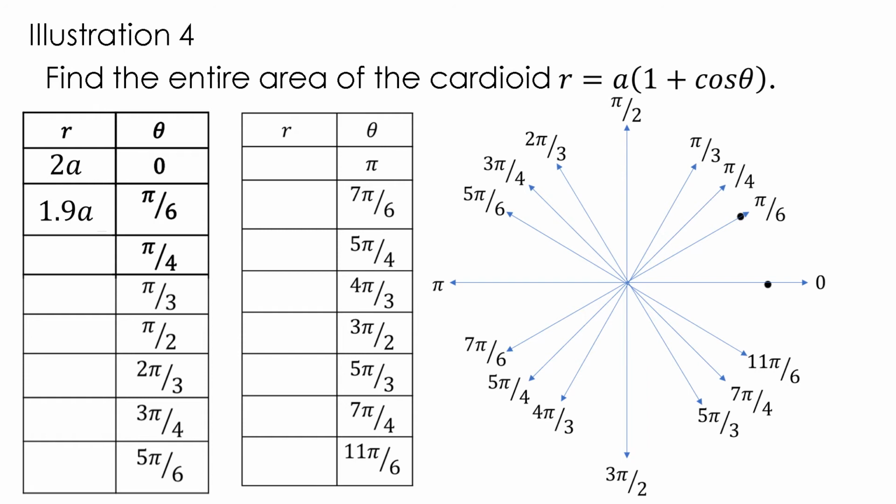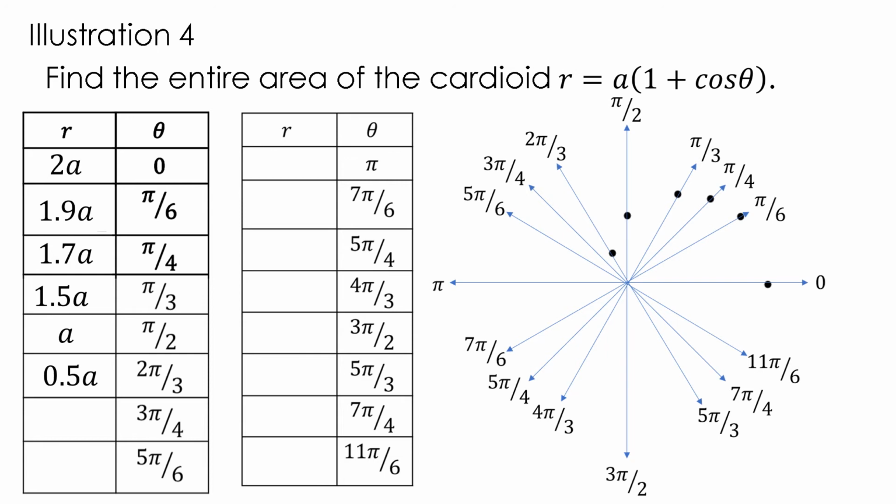If theta is equal to pi over 4, r is 1.7a. If theta is pi over 3, r is equal to 1.5a. If theta is pi over 2, we get an r equal to a. If theta is 2 pi over 3, the value of r is 0.5a.